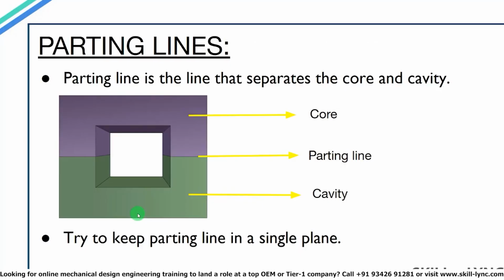Okay, so the next topic is the parting line. The parting line is a line that splits the mold system into 2 parts. So the section formed on one side of the parting line will be the core, and the section on the other side will form the cavity. We generally try to keep the parting line in a straight line, as in a single plane. If it's not in a straight line, then it's more difficult to manufacture and assemble the mold.